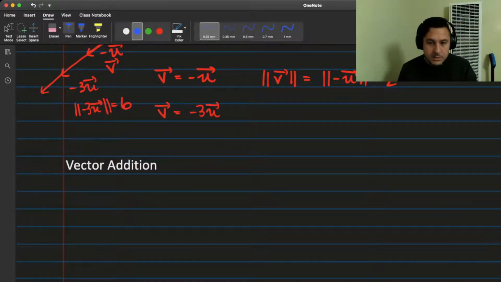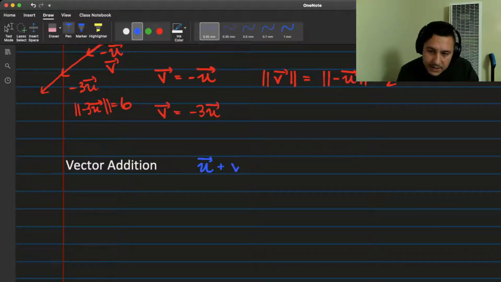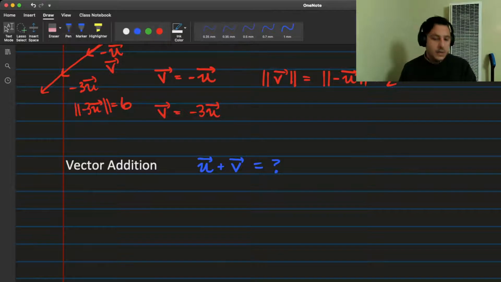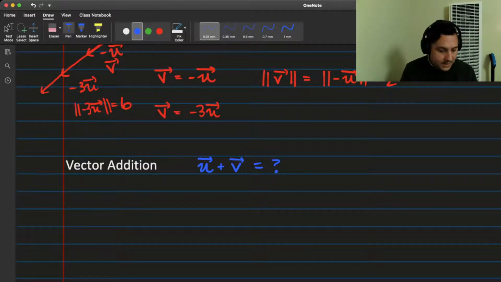So if you have one vector u and another vector v and you want to add them together, how do you do this? u plus v equals what? Well, it's going to equal another vector, and we call this the vector sum. But how does that work? I'm going to draw a picture.